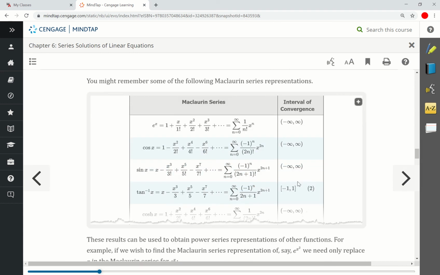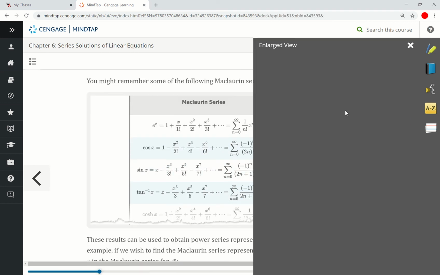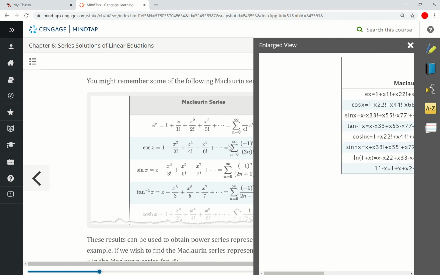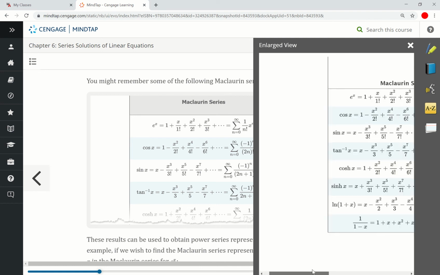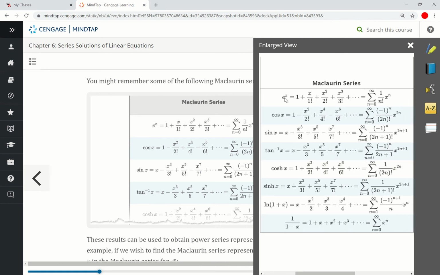It's a common exercise, especially in Calculus 2, to try to compute the Maclaurin series for a couple common functions. For example, the Maclaurin series for e to the x is 1 plus x plus x squared over 2 factorial plus x cubed over 3 factorial, which we can write in closed form, summation notation, as the sum from n equals 0 to infinity of 1 divided by n factorial times x to the n power.